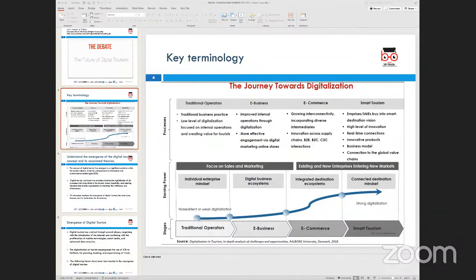So from e-business, which is businesses having websites, to businesses being able to transact online, became e-commerce. And now today we see the emergence of what is called smart tourism. When we talk about smart tourism, what we mean essentially is, let me give you an example: when you look at various things related to technology helping you to personalize your experience.